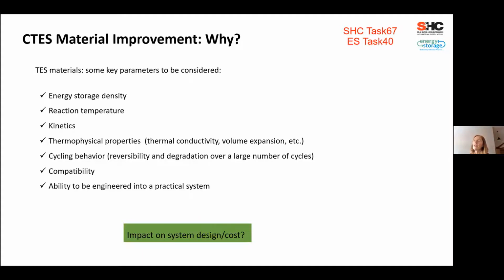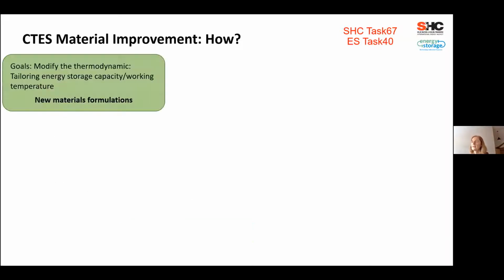It's going to be very interesting after 3 years to answer the question of whether this material improvement will be able to impact system design and cost. So I think this could be a key point that we can look at during our work, up to the end, in order to give an answer to that.